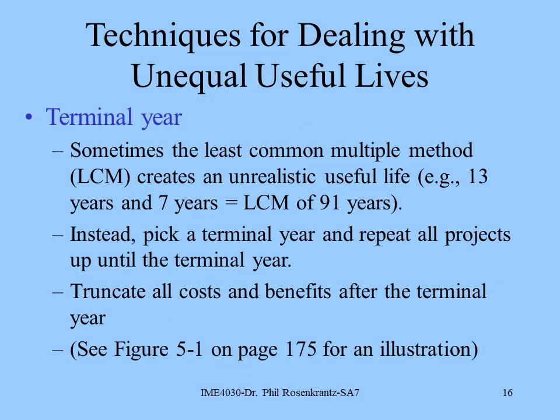Another way of dealing with the unequal useful lives is to establish a terminal year. Sometimes the least common multiple method is unrealistic. The example you see here is, what if one project has a 13-year useful life and another is 7? The least common multiple is 91. Well, that may not really be anywhere close to reality.